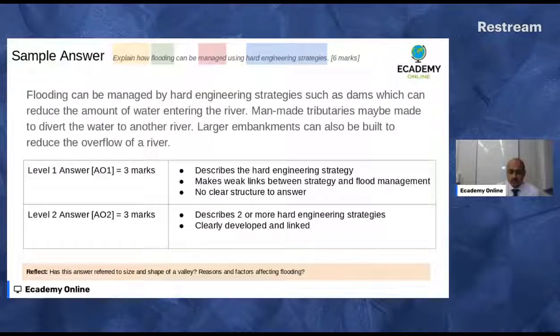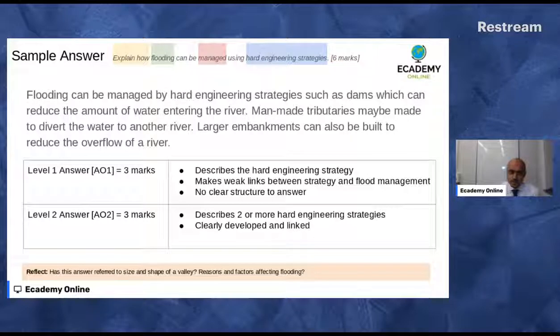Okay, everyone. All right, so most people think it's level 2. It's not a level 2 answer. It's actually a level 1 answer. Here the answer is saying flooding can be managed with hard engineering strategies such as dams, which can reduce the amount of water entering a river. Well, that's not true. And also that's very vague. That's not saying how it's being managed.